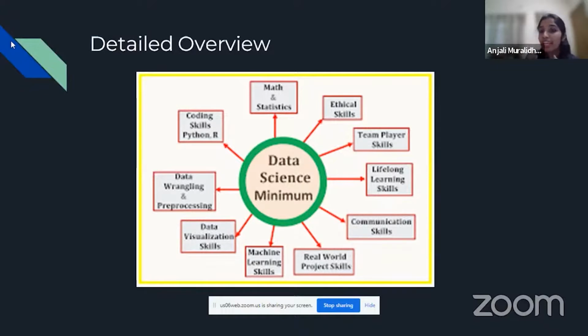Team player skills and ethical skills is what I told you earlier. Suppose you're a business user, in order to understand the overview of the organization, in what perspective can you help them out? Suppose they're doing a task.